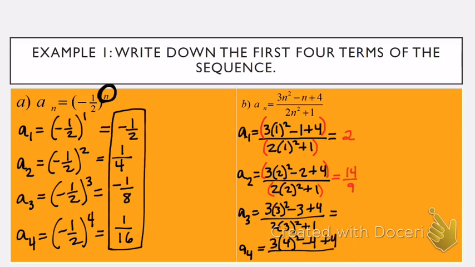If you're doing this on your calculator, you would not have to show all of this work that I'm showing. You would just have to give me the final answers. Try it on your calculator to make sure you're plugging in everything correctly. You should get for the third term 28/19, and the fourth term 16/11. So 2 for the first term, 14/9 for the second term, 28/19 for the third term, and 16/11 for the fourth term.